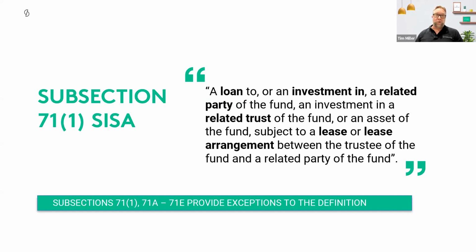A loan to or an investment in a related party of the fund, an investment in a related trust of the fund, or an asset of the fund subject to a lease or lease arrangement between the trustee of the fund and a related party of the fund. So that's it. Right? It gives us a fairly simplistic definition of what an in-house asset is, right? And we then have to extrapolate from that to work out what certain terms within that definition mean.